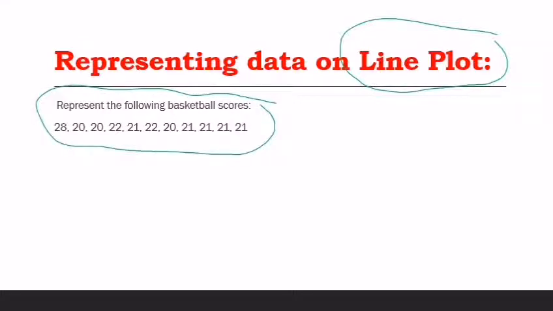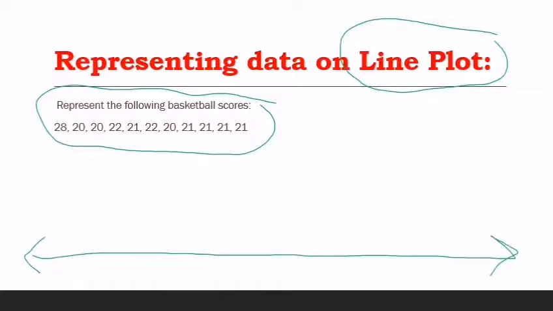How can I represent it? What is the line plot? Line, it means that I need to draw a line. Plot, it means I will take each number of this data and put it here on that line. So let's see what is my range of data. What is the minimum number here? The minimum number is the 20. So I'll put here 20. What is the maximum number here?